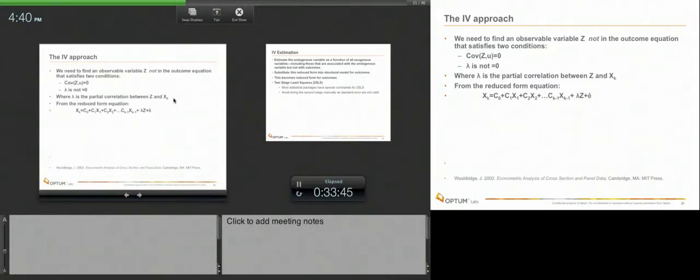Well, those are really hard to come up with. It's very hard to come up with variables that are correlated with the problematic variable, the endogenous variable, but uncorrelated with outcomes. That's the challenge.